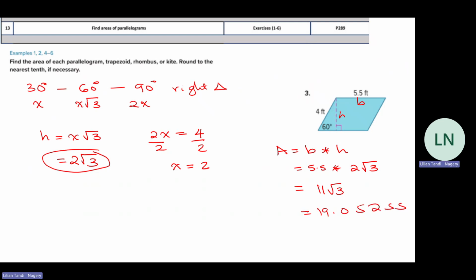19.05255. Then to the nearest 10th, I circle the first digit after the decimal. I underline the digit after the circle. I ask myself, am I adding? Yes. Why? Because this number is 5 and more. So I'm going to add. So this answer will be 19 and 1/10, and the unit is square feet. And I box my answer.